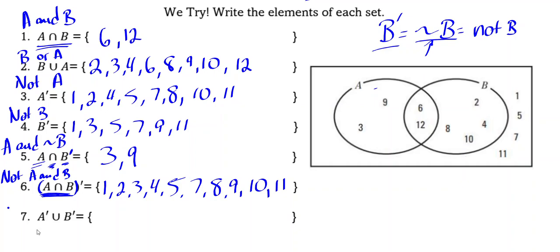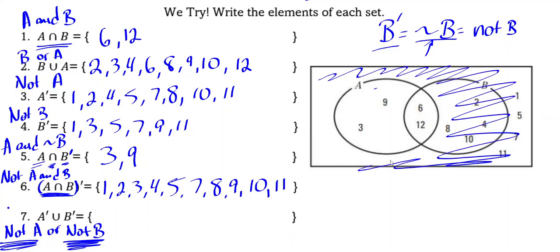All right, last one, not A or not B. This or means we're including anything that's in this group and anything that's in that group. Either of those two conditions need to be met. Either it's not in A or it's not in B. So let's pick out all the stuff that's not in A first. Everything outside of A. That's everything outside that circle.